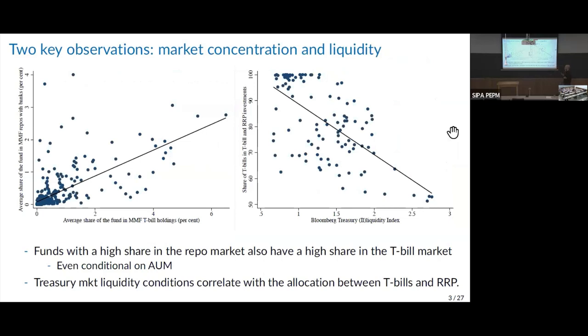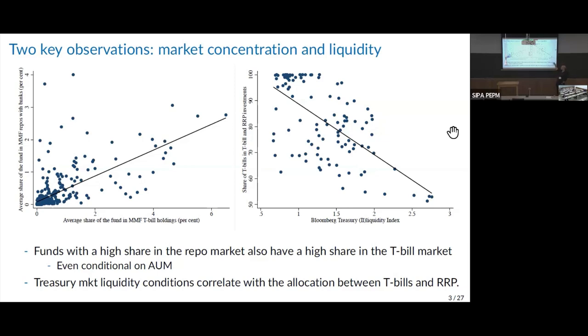The other interesting finding that we started with is, on the left-hand side, what you see is funds with a high share in the repo market. They also have a high share in the T-bill market, among all the other funds. And this is true even conditional on assets under management. So big funds are in the repo market and big in the T-bill market. And on the right-hand side, you're seeing basically the same thing that I showed you on the other graph.